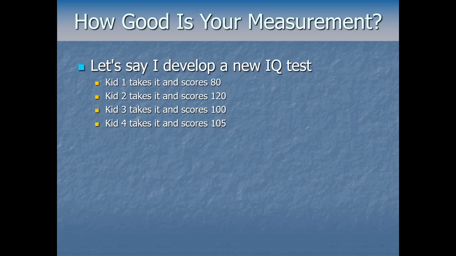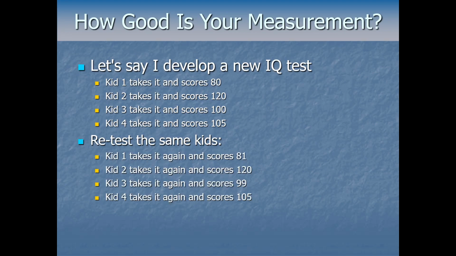Let's say I develop a new IQ test. Kid 1 takes it and scores 80. Kid 2 takes it, they score 120. Kid 3, maybe 100, kid 4, 105. Obviously, in reality, we test way more kids than this, right? But now imagine I come back later and I test all the same kids, but later in the school year. I retest them all, and maybe kid 1 takes it again, they got an 80 before, and now they get an 81. Kid 2 scores 120 now, same as before. Kid 3, a 99, that's pretty close to before. And kid 4, they get 105 again.